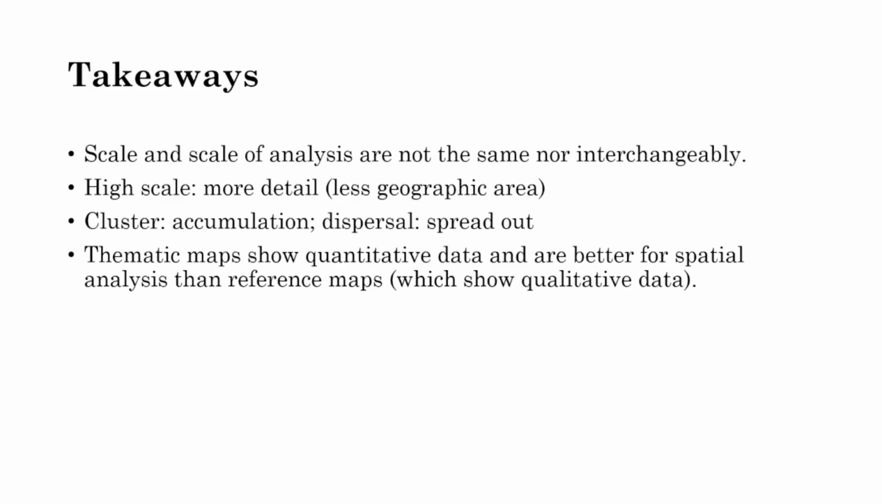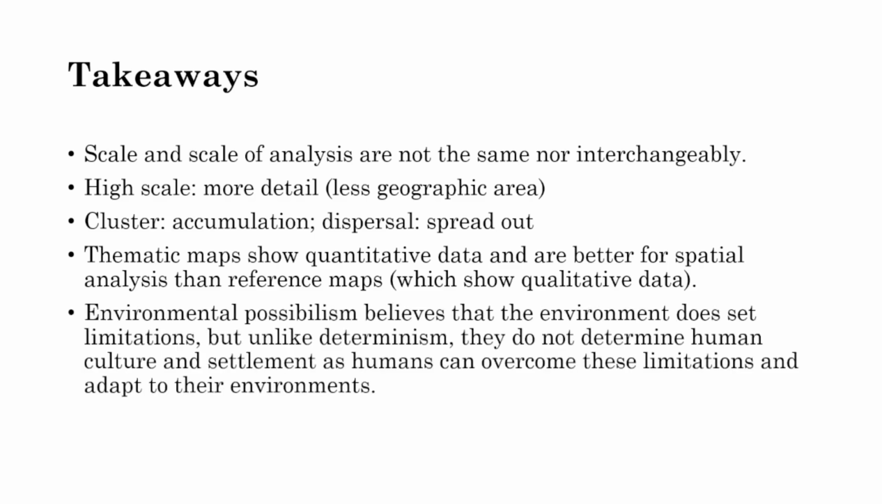Thematic maps show quantitative data and are better for spatial analysis than reference maps, which focus more on qualitative data, like political boundaries and geographic features. Environmental determinism believes that the environment does set limitations, and that those limitations influence our way of life and our human environment interactions and our cultures and politics. But possibilism believes that we can overcome these limitations. Human culture and settlements are able to adapt to those environments.